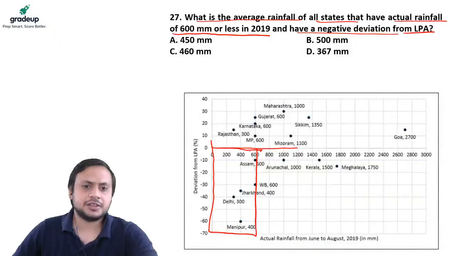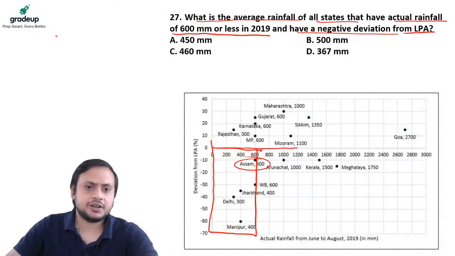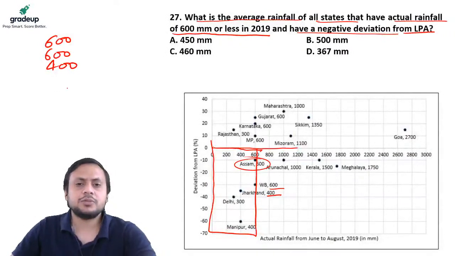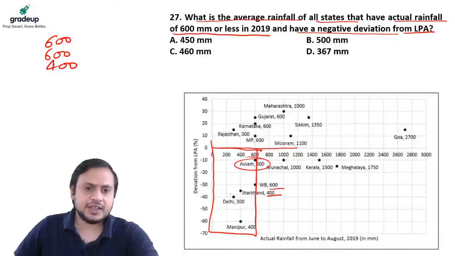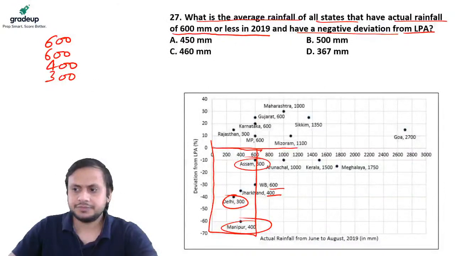So how many states are there? Assam, value is 600. West Bengal, value again 600. Right. Jharkhand, 400. Negative deviation, okay. And rainfall must be 600 mm or less. Delhi, 300. Manipur, 400, isn't it?